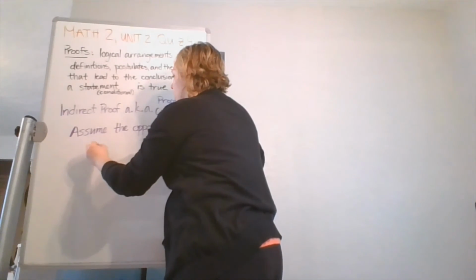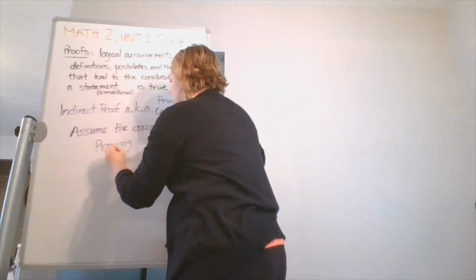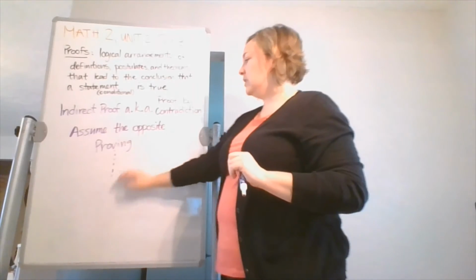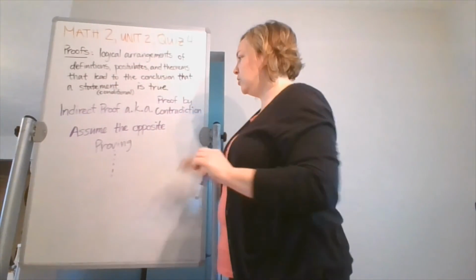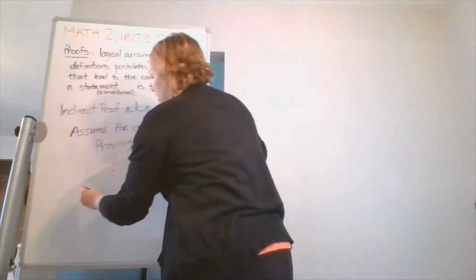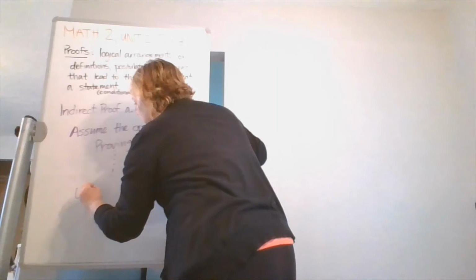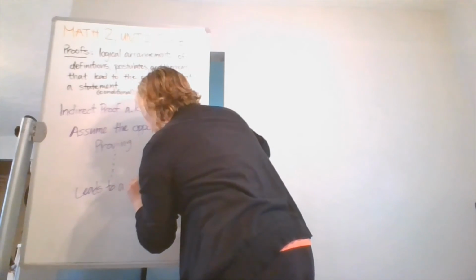So you go through, and this is us proving stuff, proving, proving, proving. And you reach the end of it, and you're like, uh-oh. You now get to something that is a contradiction. So assume the opposite, you go through proving, and this leads to a contradiction.